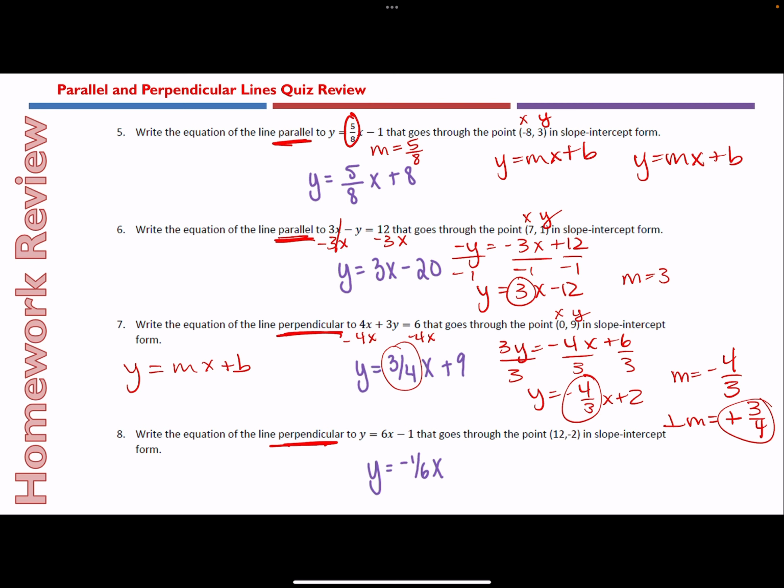Same thing here. The original slope is 6, so the perpendicular slope is: change the sign to make it negative, flip the fraction to 1 over 6, and then plug in x and y to y equals mx plus b to solve for b. All right, that's it.